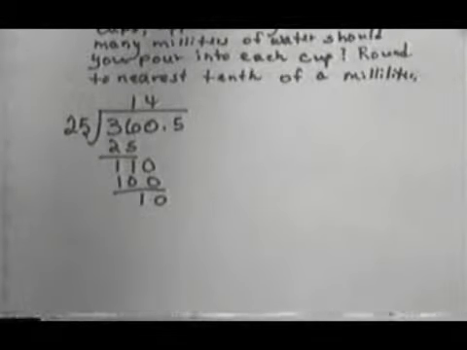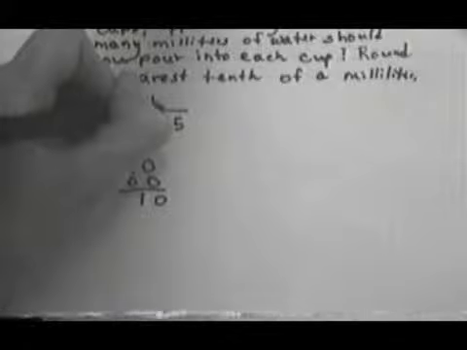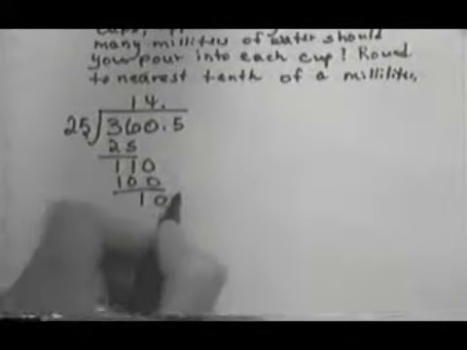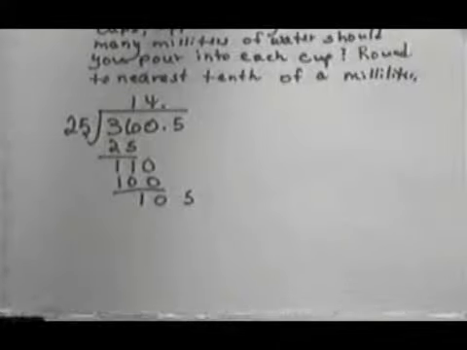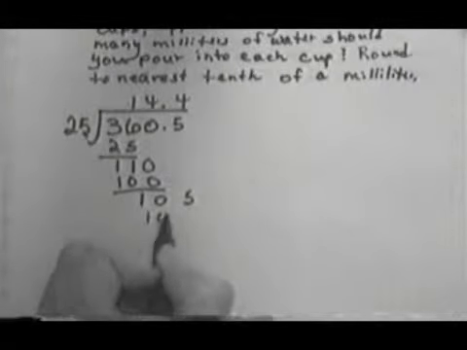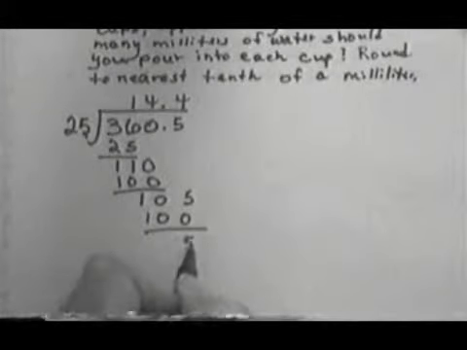Leaves us with 10. Now what I didn't do is bring my decimal straight up, so let's do that. We didn't move it so it comes straight up. And then we bring our 5 down. And 25 will go into 105 4 times also. 4 times 25 is 100. And when we subtract, we get 5.